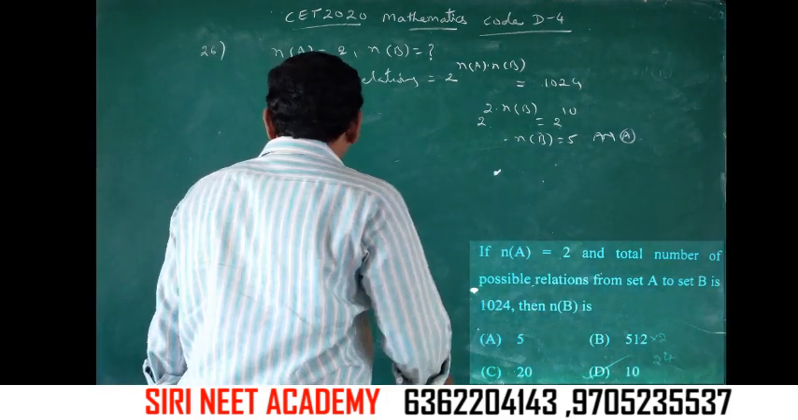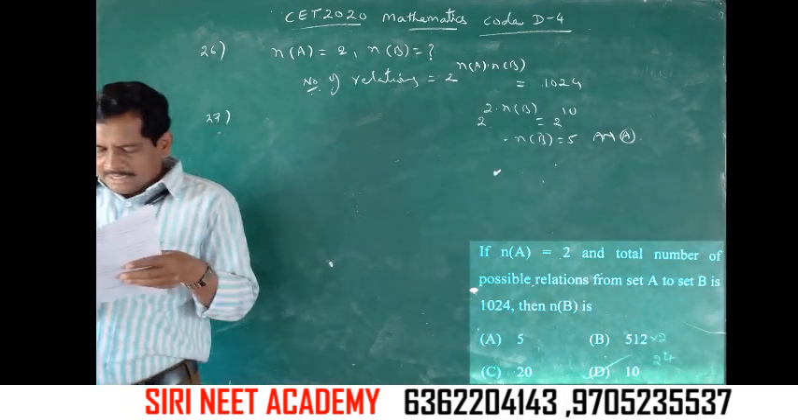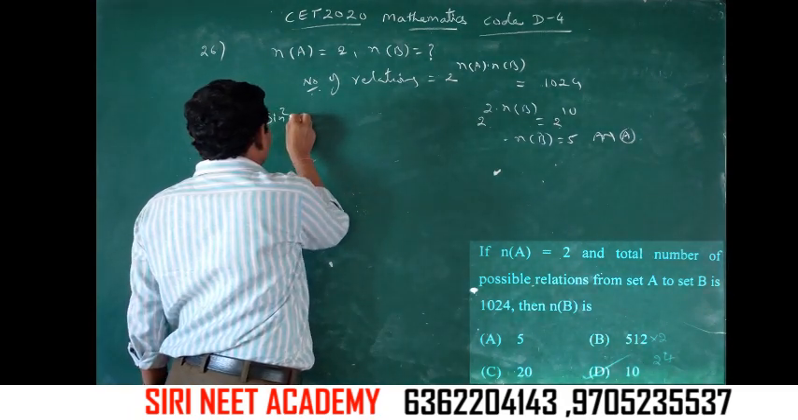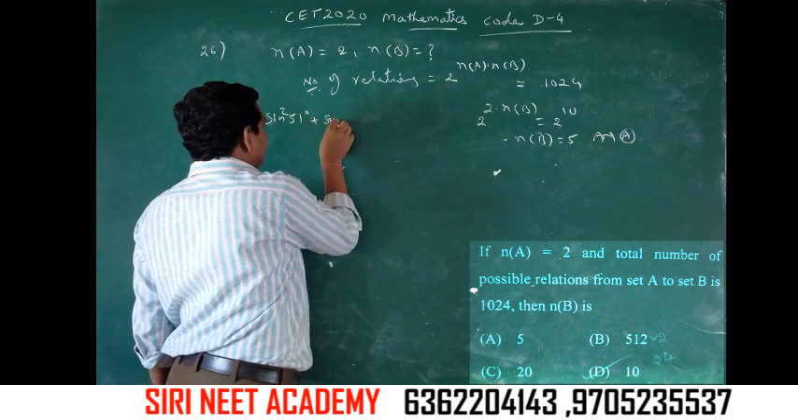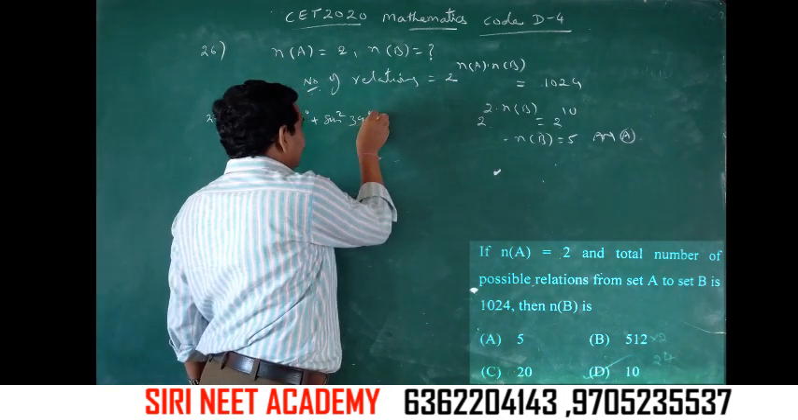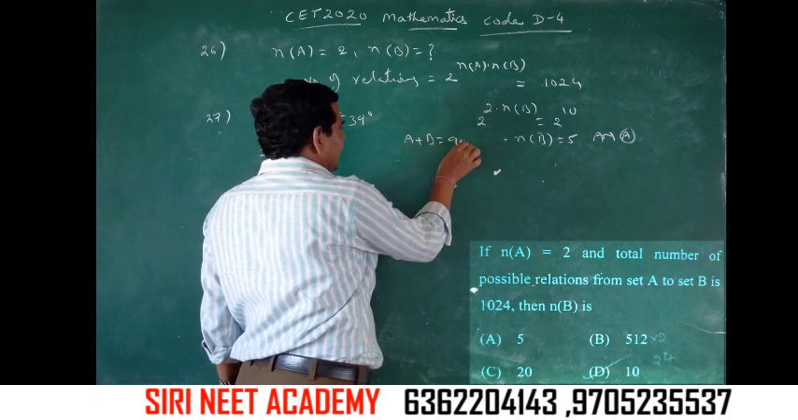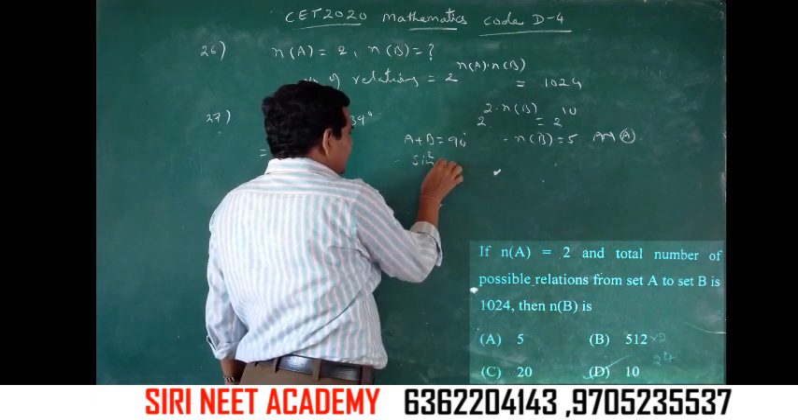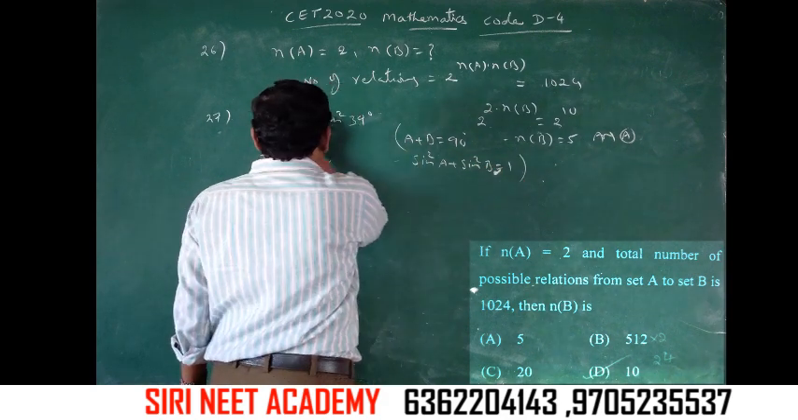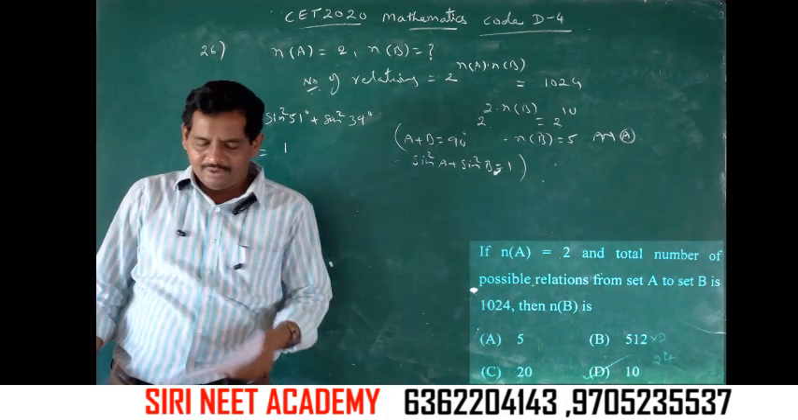Now question number 27. Sin square 51 degrees plus sin square 39 degrees is equal to. When the sum of angles is 90 degrees, then sin square A plus sin square B value is 1. Here A plus B is 90, so the answer is directly 1.